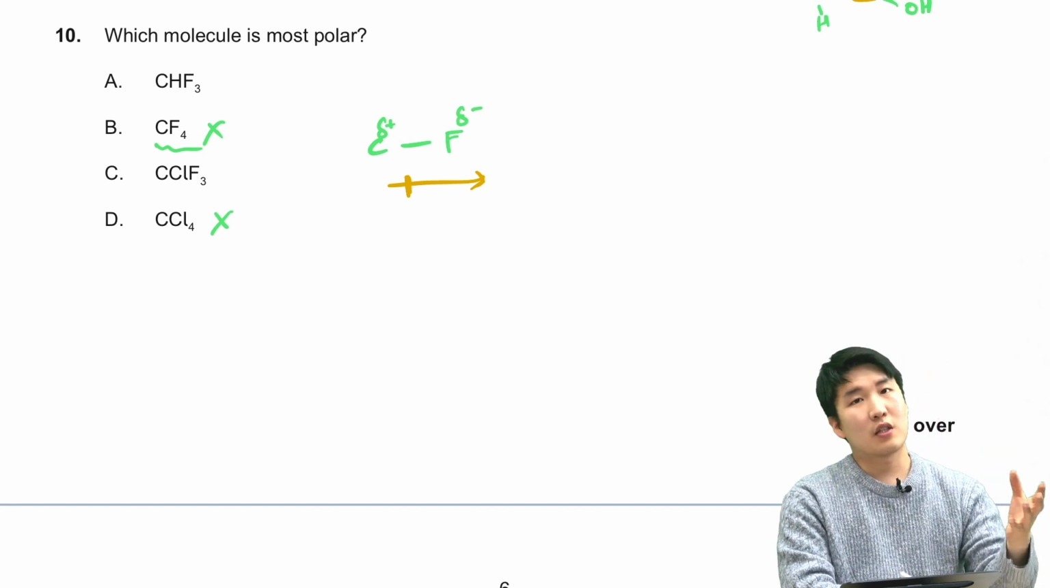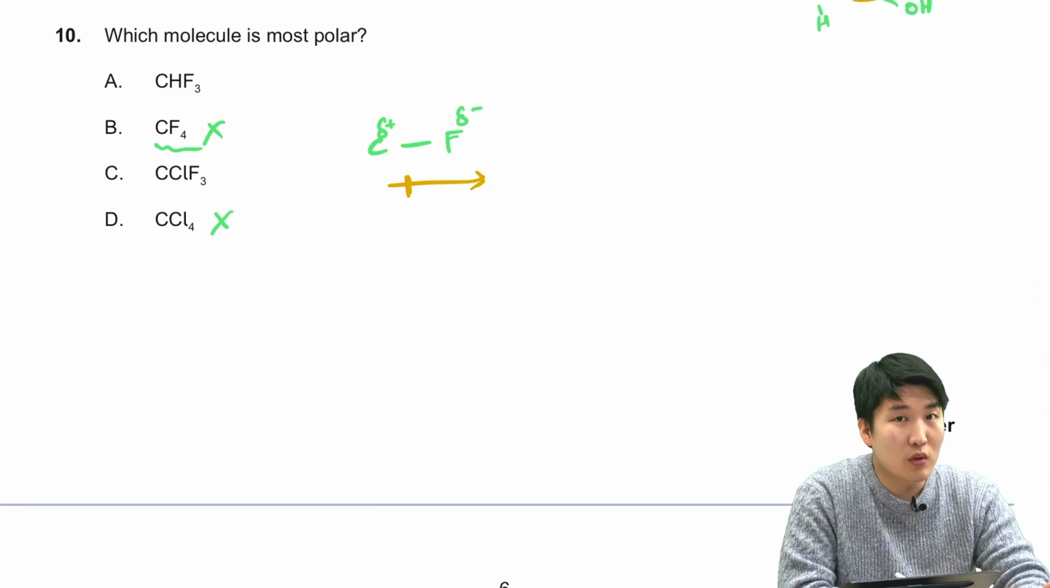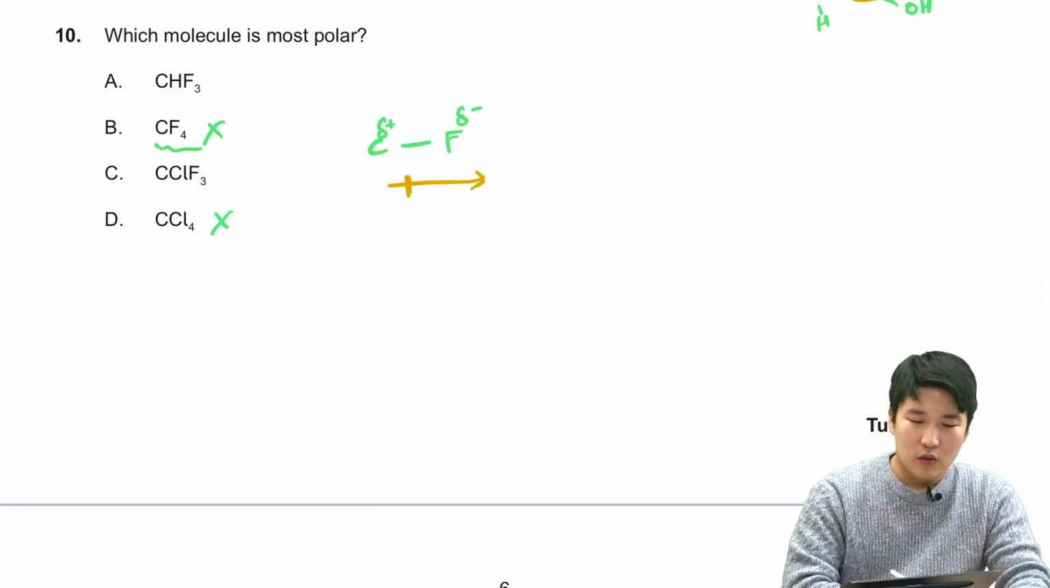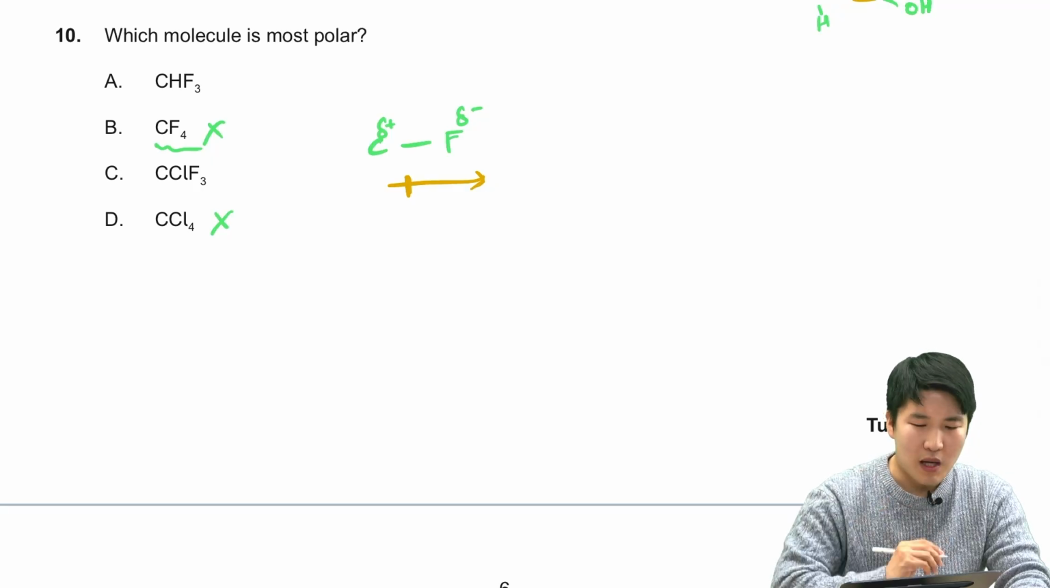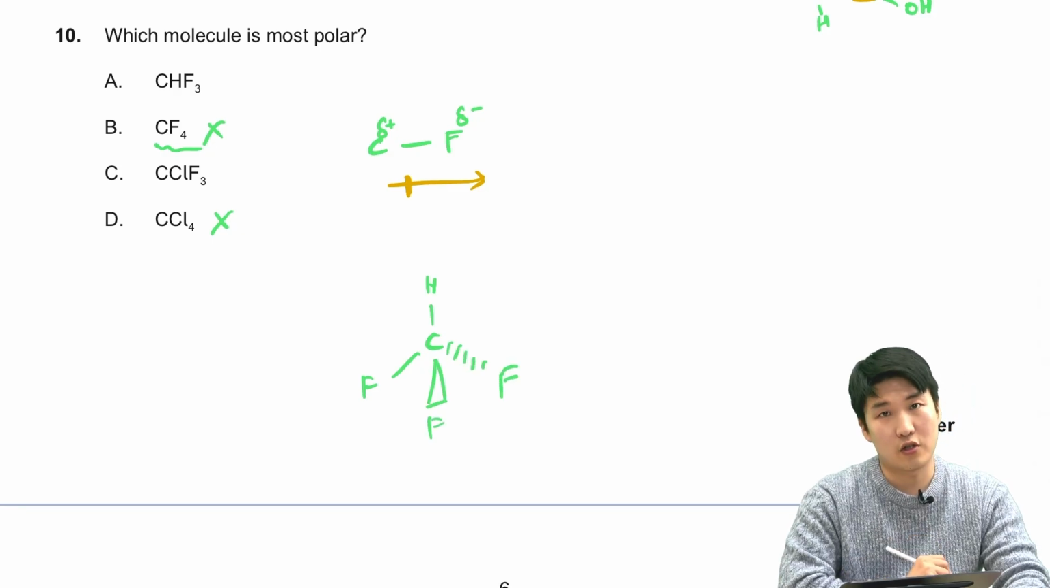We have CH3F, CHF3, and CClF3 remaining. Which one is going to be more polar? Well, let's draw them out first. So, C, I'm going to draw a 3D structure so that we have a wedge and a dash.